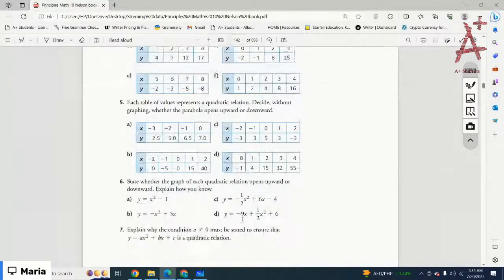Okay, for question number 5, each table of values represents a quadratic relation. Decide without graphing whether the parabola opens upward or downward. You don't have to graph, so you have to calculate the second difference. If the second difference is negative, the parabola opens downward. And if the second difference is positive, then the parabola opens upward. Let's do question number 5, A.